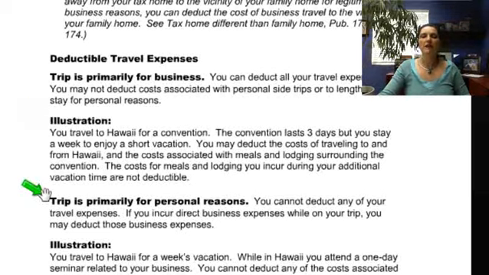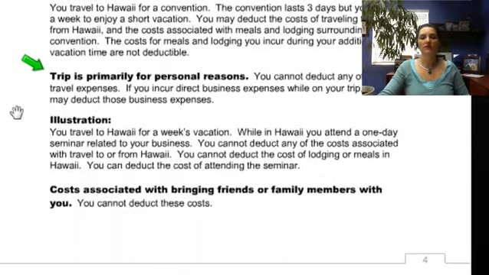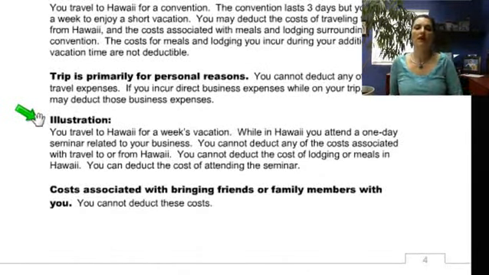So what if the trip is primarily for personal reasons? Well, if your trip is primarily for personal reasons, you cannot deduct any of your travel expenses. If you incur direct expenses while on your trip, you can still deduct those, however. So here's an illustration of that. You travel to Hawaii for a week's vacation, and while in Hawaii, you attend a one-day seminar related to your business.